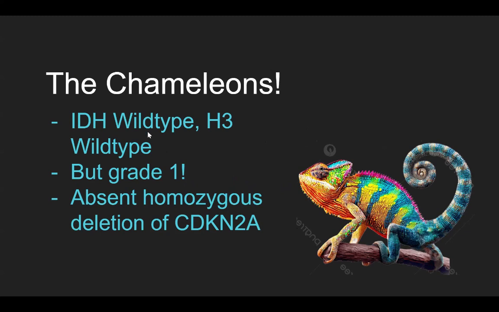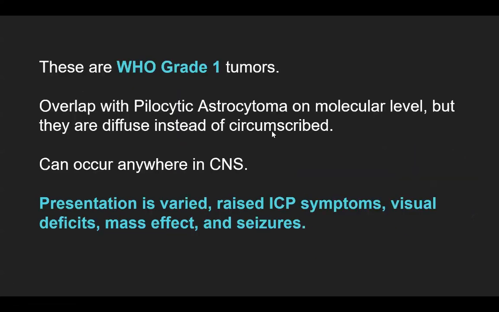These are the chameleons. They are IDH wild type, H3 wild type as well. And if you see just this molecular profile, this might look like a typical high-grade lesion, but we have learned enough to say that when we find this, we look for other mutations and other molecular profiles, especially the pediatric profile. They are still grade 1, and there is absence of homozygous deletion of CDKN2A. These are WHO grade 1 tumors. There is certain overlap with pilocytic astrocytoma on molecular level, but these are diffuse instead of well circumscribed.